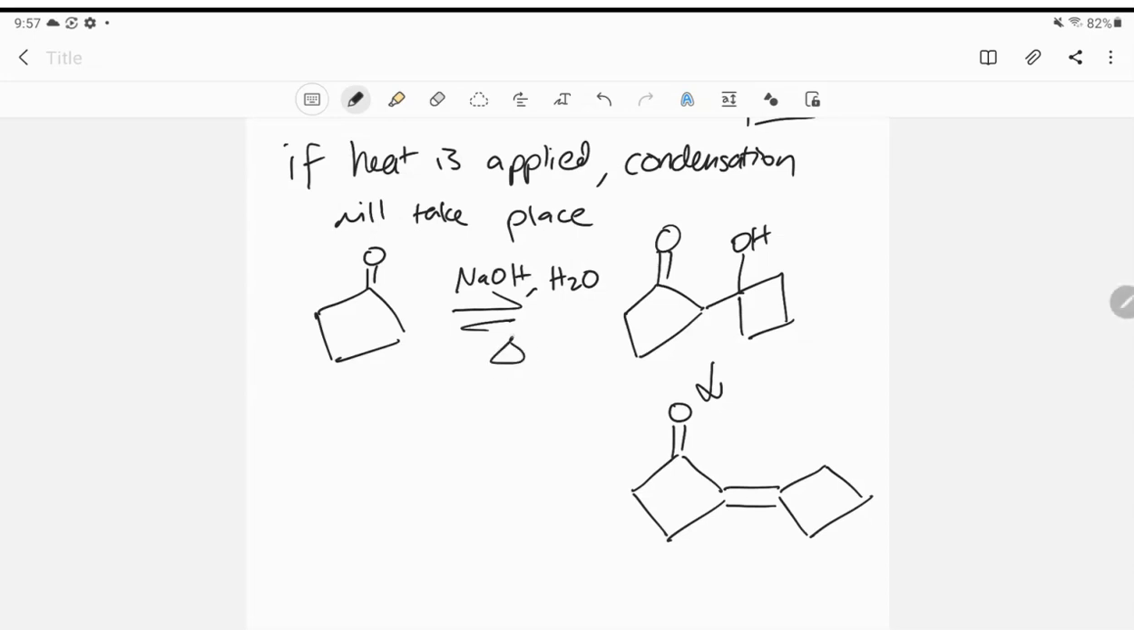So if you have heat here, you're going to end up making your beta-hydroxy ketone or beta-hydroxy aldehyde. And if you have heat, you are going to condense. Condensation happens in one more step. Have your alpha proton.